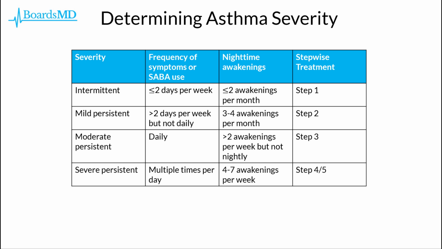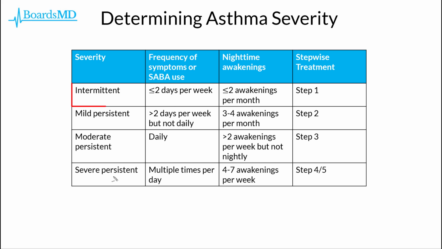The first step in determining the regimen for a particular asthma patient is to determine that patient's severity. A patient's severity can be determined to be intermittent, mild persistent, moderate persistent, or severe persistent. So let's briefly review some of the cutoffs for each of these categories.